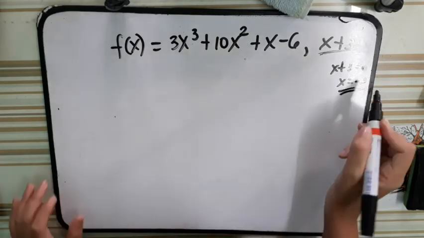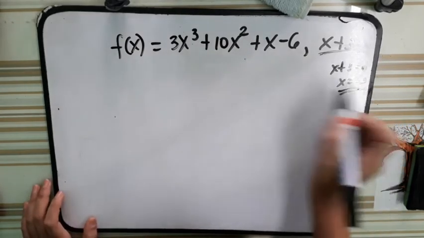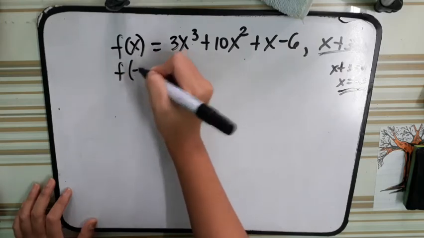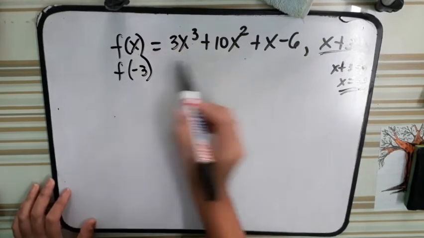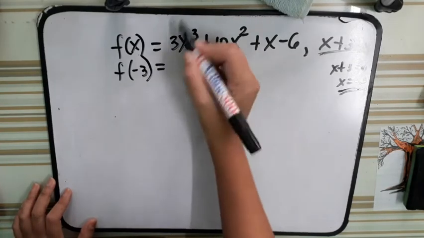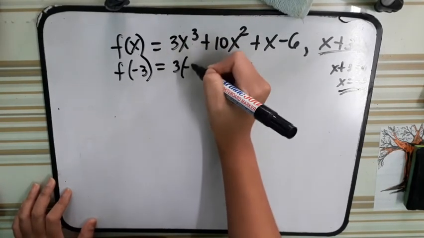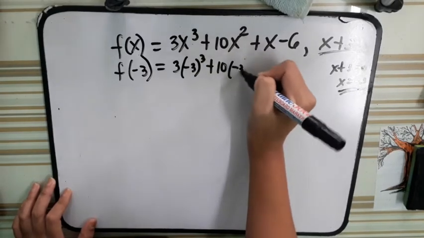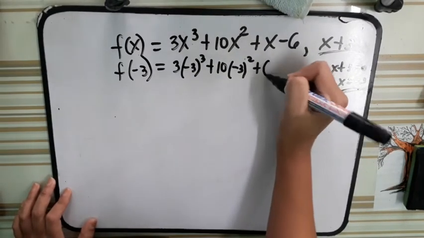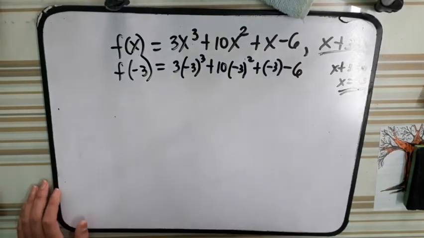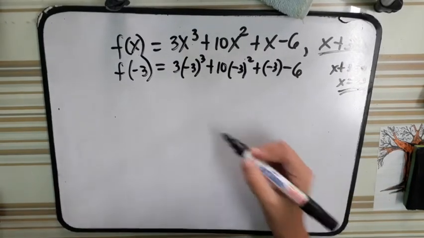After that, we need to substitute the value of x into our equation. So this will become f of negative 3. We will change all the values of x in our equation into negative 3. So this will be 3 times negative 3 raised to 3, plus 10 times negative 3 raised to 2, plus negative 3, minus 6. Then afterwards, we need to simplify.